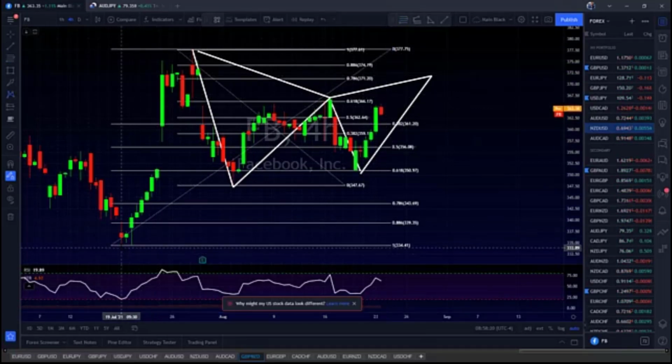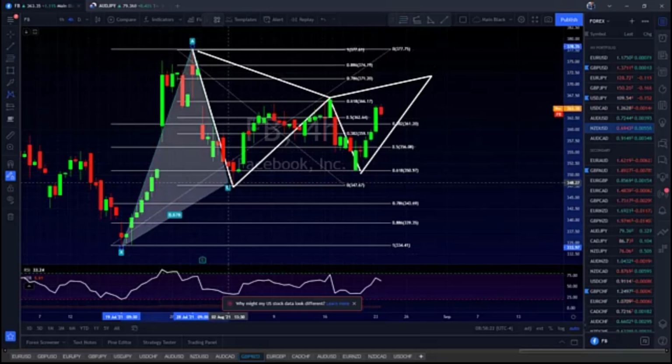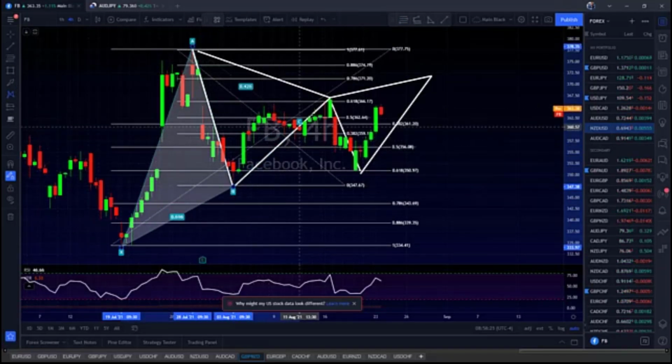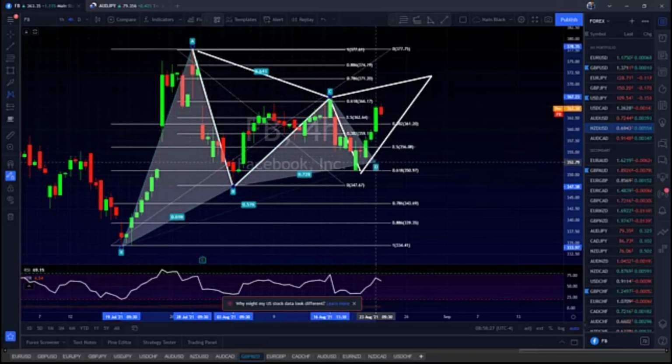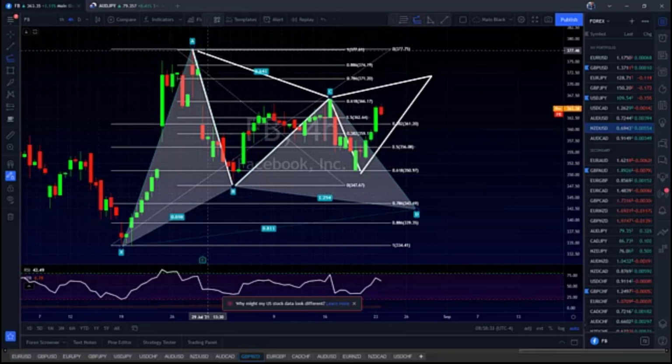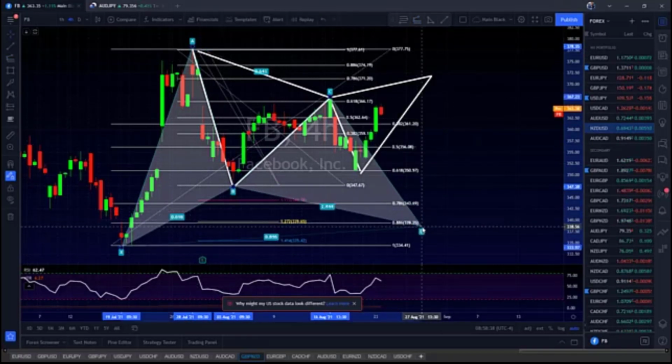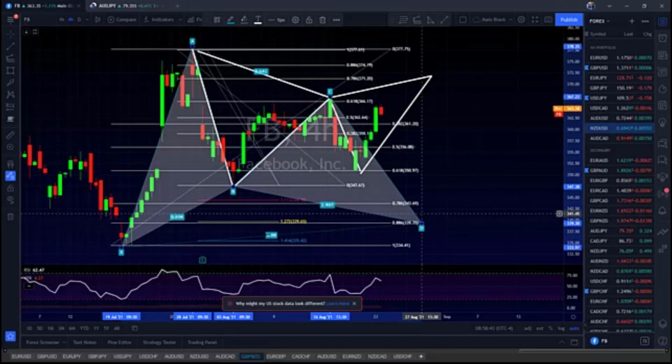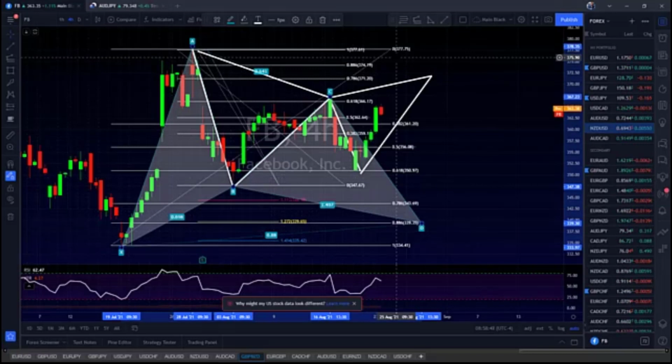If we push lower, we're going to have another X to A to B, B to C, and a potential CD completion. Let me just measure out my 127. A potential CD completion down here as well. So potential bullish Gartley, again, consolidation, contraction. We see the type of patterns for him. Potential bullish Gartley here. Potential bearish Gartley there.